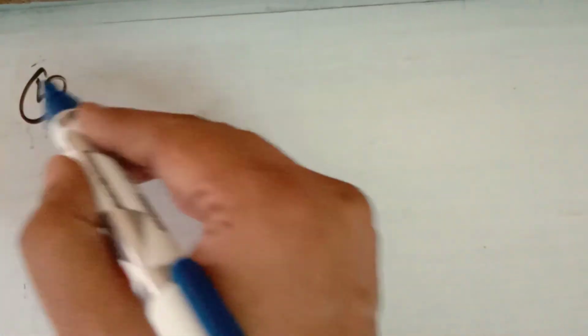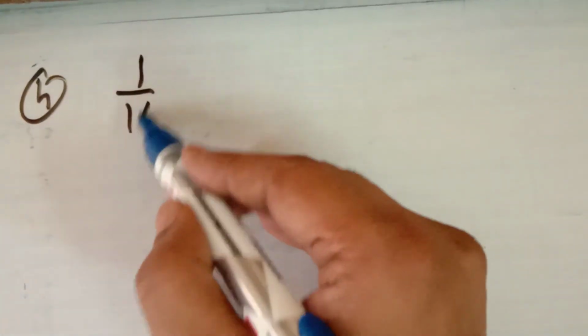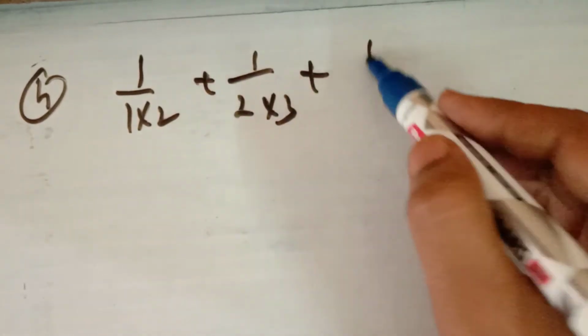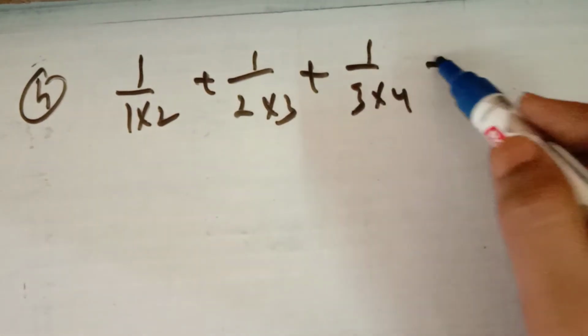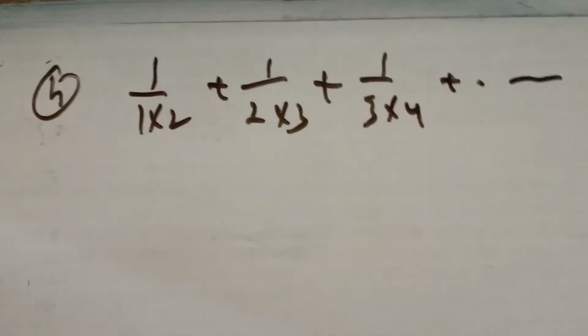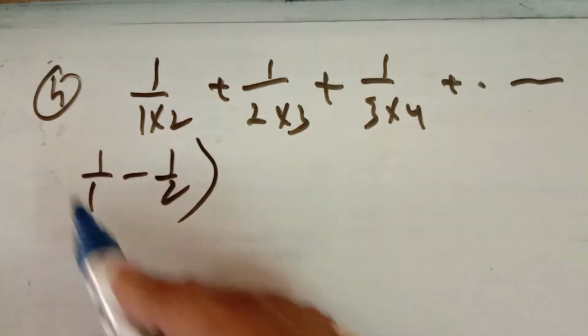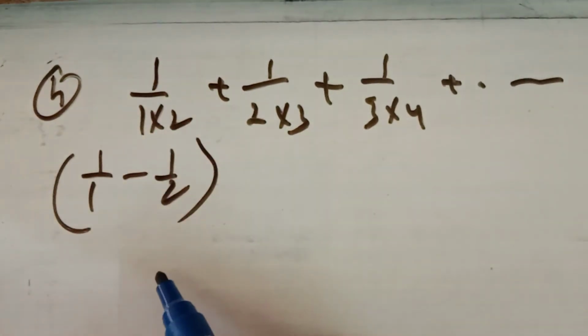Question number 4. It is 1 upon 1 into 2 plus 1 upon 2 into 3 plus 1 upon 3 into 4 and so on. If you see it very carefully, you can do it by using a trick. For 1 upon 1 into 2, you can write 1 minus half.